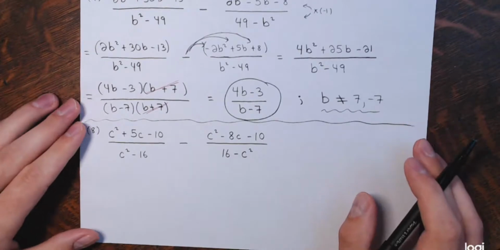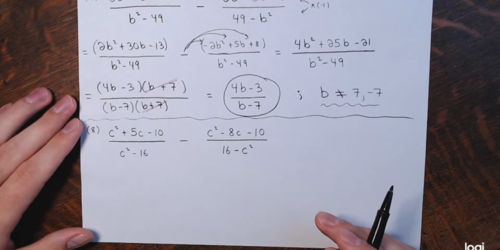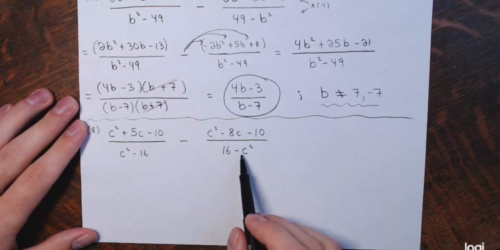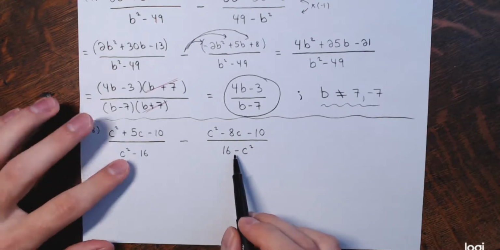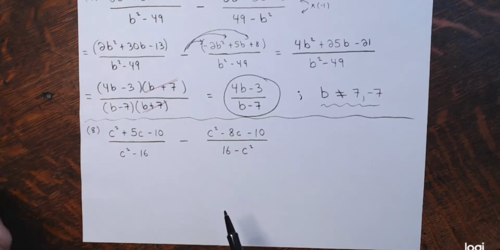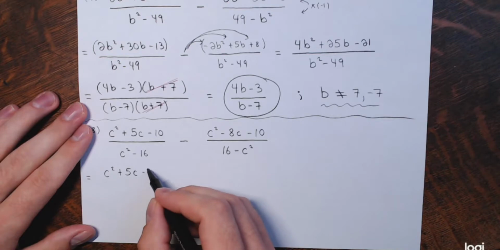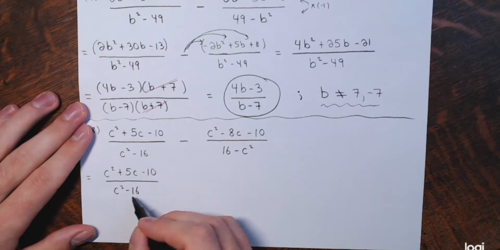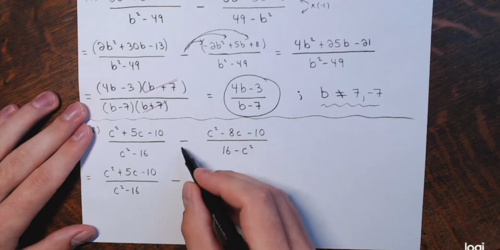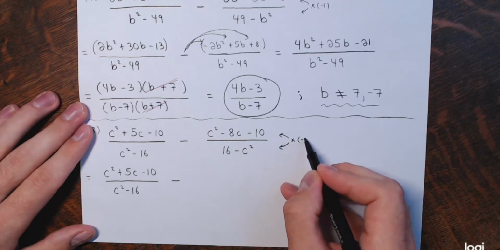All right, one last example, example 8. Very, very similar to all the other ones where the denominators are opposites. c squared minus 16, 16 minus c squared. Same terms, just opposite signs. So in order to get the denominators to be the same, I'll leave one of them alone. Like all the other examples, I'm going to leave the first fraction alone. So I have c squared minus 16 in the denominator. Then we have minus. And for the second fraction, I'm going to multiply the numerator and denominator by negative 1.